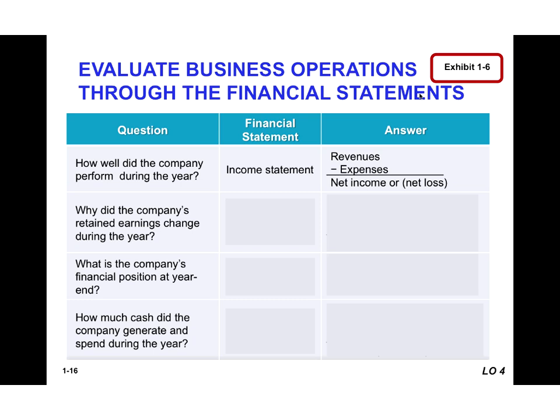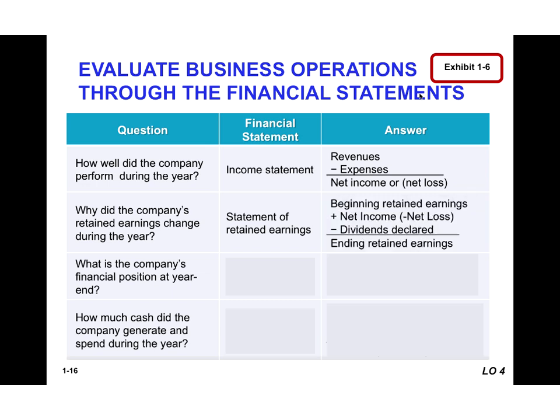Why did the company's retained earnings change during the year? That would be our statement of retained earnings. And the basic format for that one is going to be beginning retained earnings plus net income minus dividends declared gives us ending retained earnings. And this is a bird's eye view. Basically, I'm calling attention to it because it's something you should go back to when you're studying, when you're reviewing. This is an important one, okay?